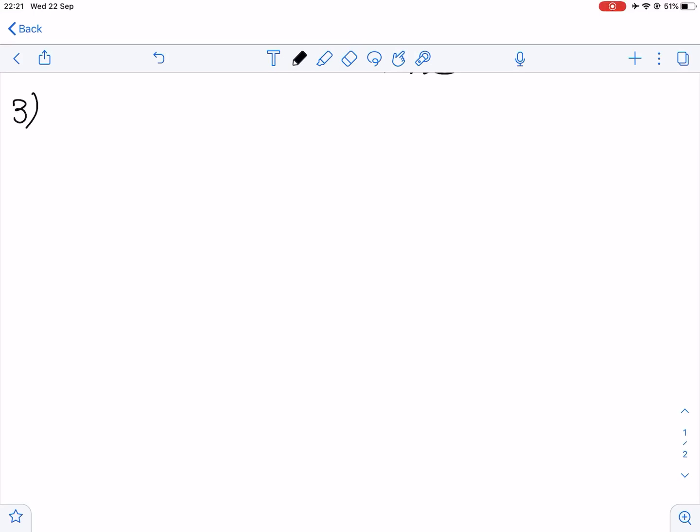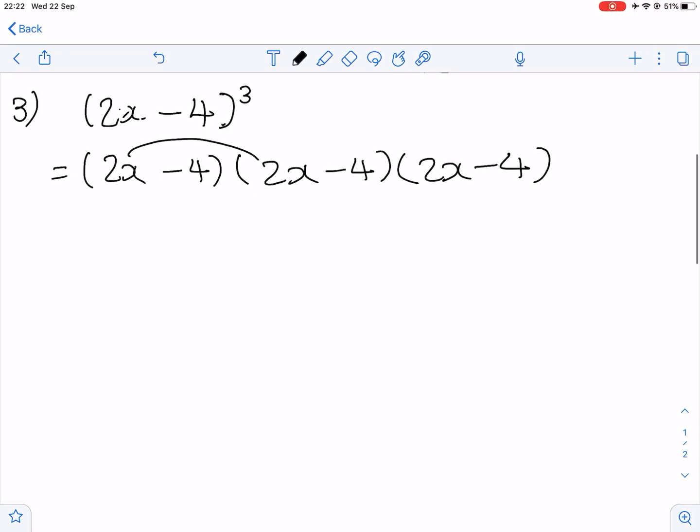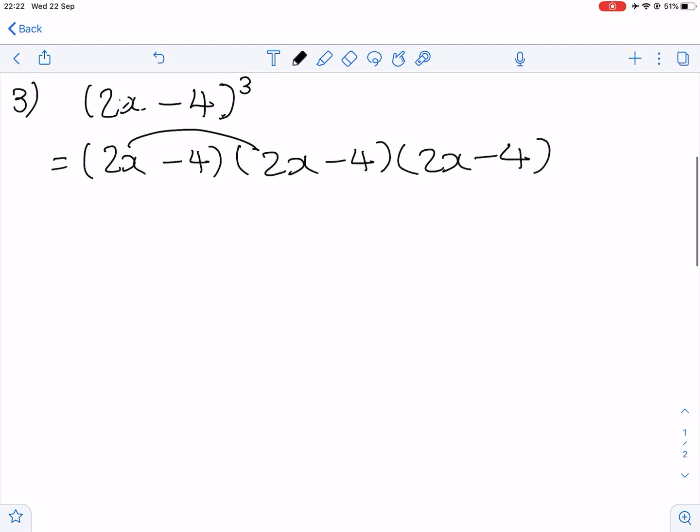Question 3, again you're asked to expand this: (2x - 4) to the power of 3. This just means (2x - 4)(2x - 4)(2x - 4). Then we're just going to expand the first two brackets. So 2x multiplied by 2x is equal to 4x squared. 2x multiplied by minus 4 is minus 8x. Minus 4 times 2x is minus 8x. Minus 4 multiplied by minus 4 is plus 16.